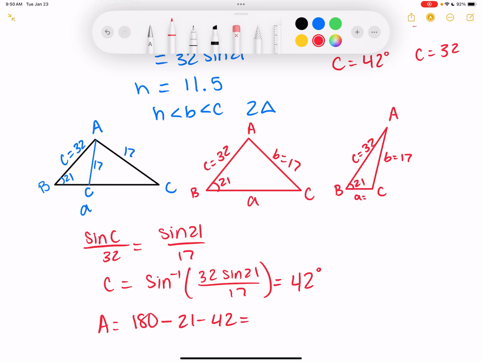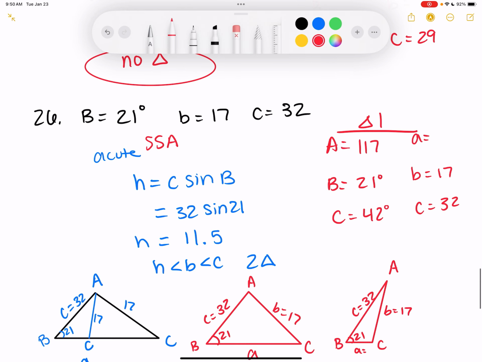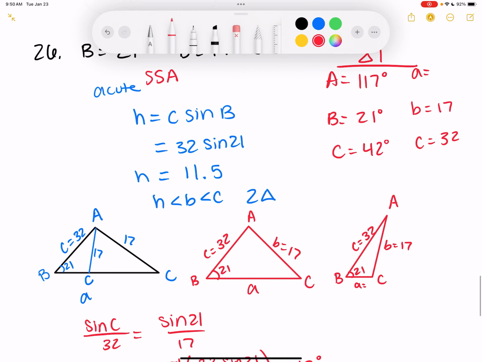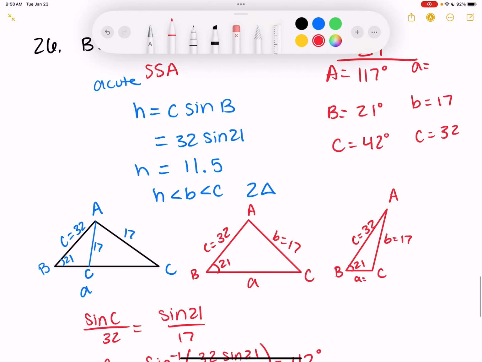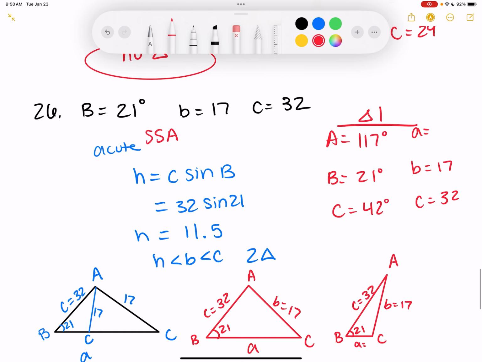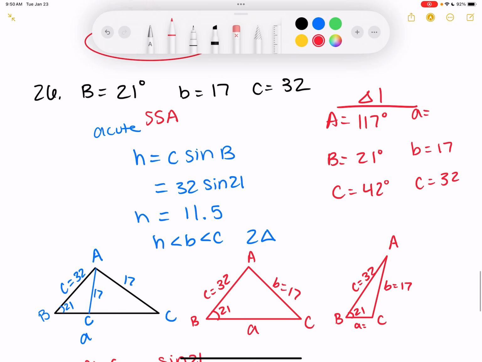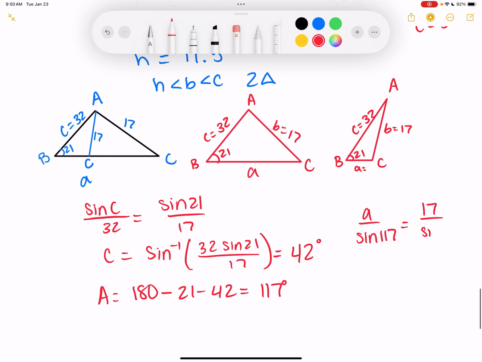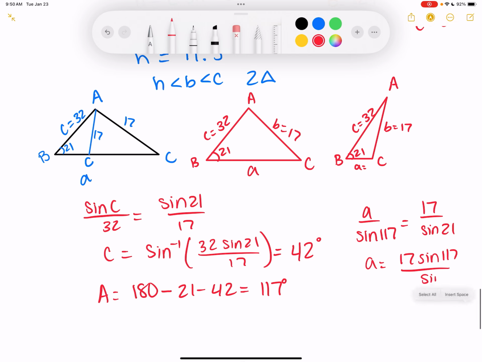I don't think that sounds right. Or wait, maybe it is. Okay. I was looking at something else. All right, 117 degrees. So now I can find side A. So A over the sine of 117 is equal to 17 over the sine of 21. So A equals 17 sine of 117 over the sine of 21.